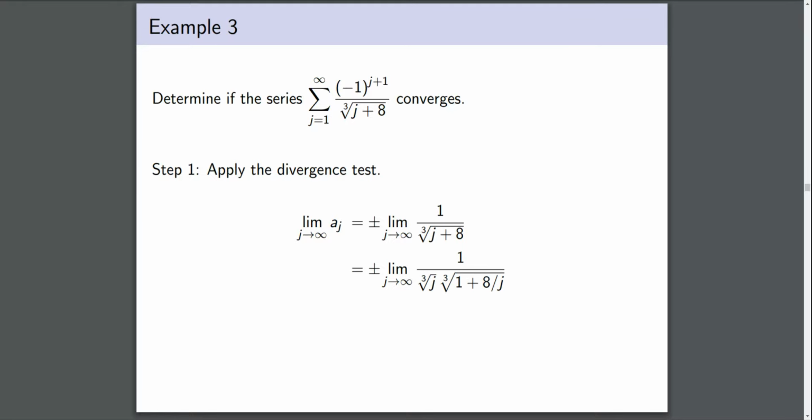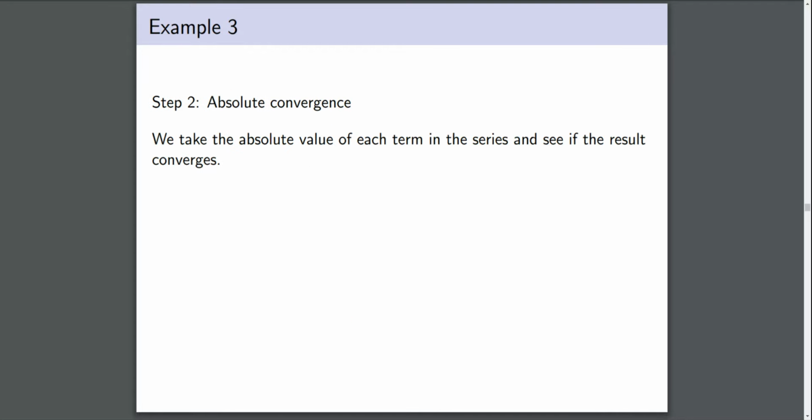When we have roots, the idea of factoring out the highest power of j looks like this. And then I can simplify. In the limit, I know that the fraction 8 over j is going to go to 0. I evaluate the following limit, and that is also 0. Just like our last problem, the result of the divergence test here is inconclusive. I'm going to go on to the next step in my problem.